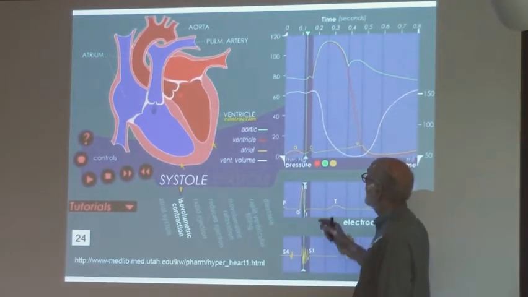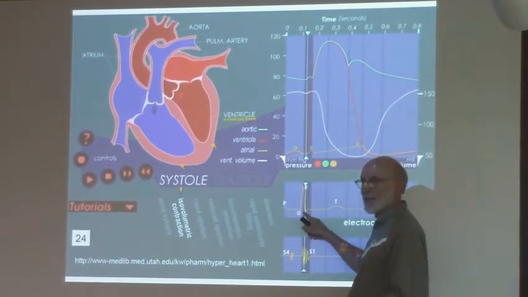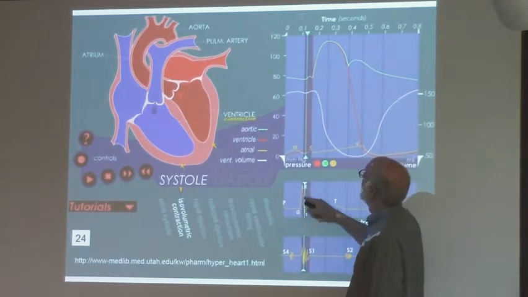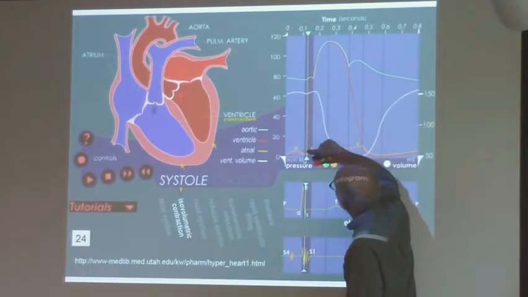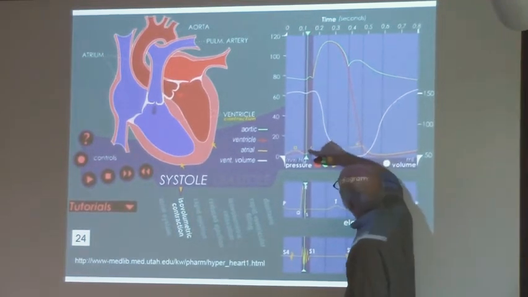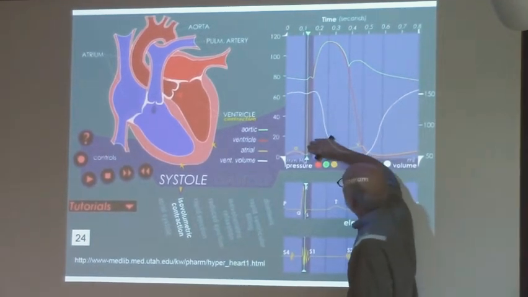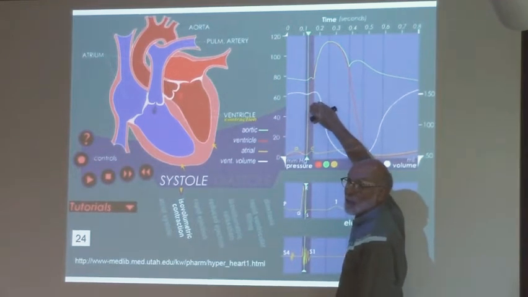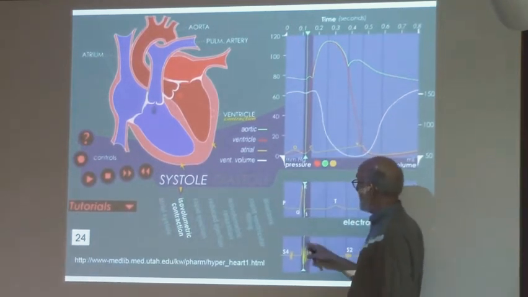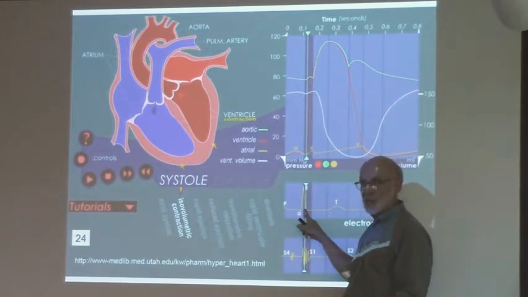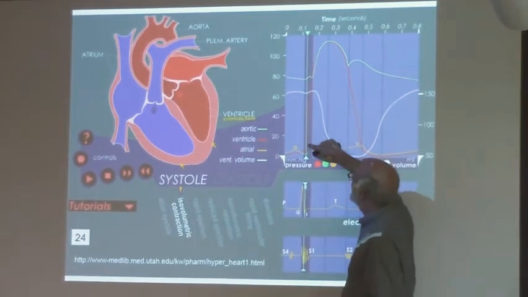Now the next one. The QRS complex has happened. Ventricular contraction has started. See, the green line and the red line are almost superimposed. So ventricular pressure is starting to increase very quickly. Why? Because the muscle has depolarized and is starting to contract and generate pressure.